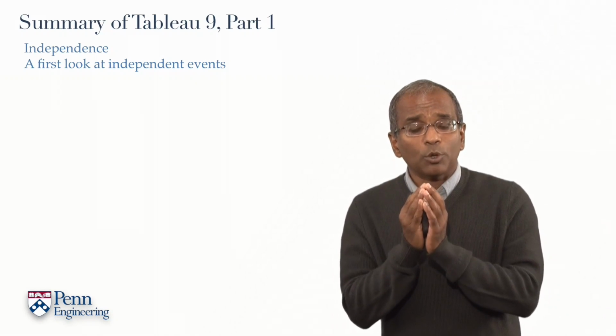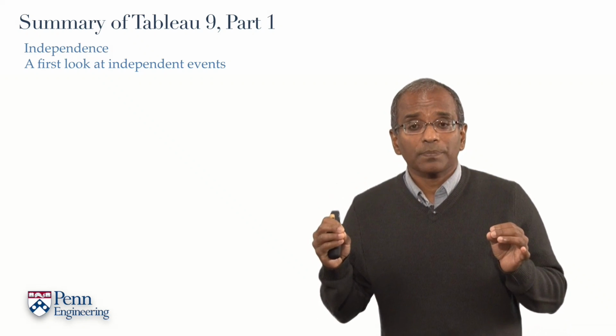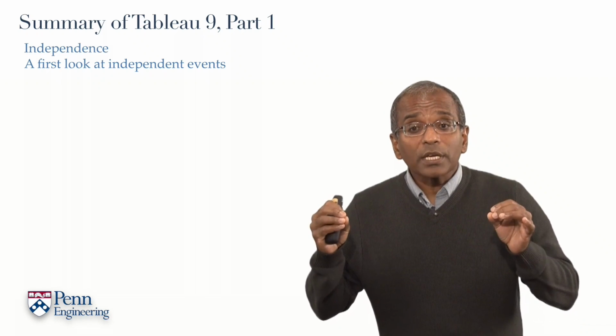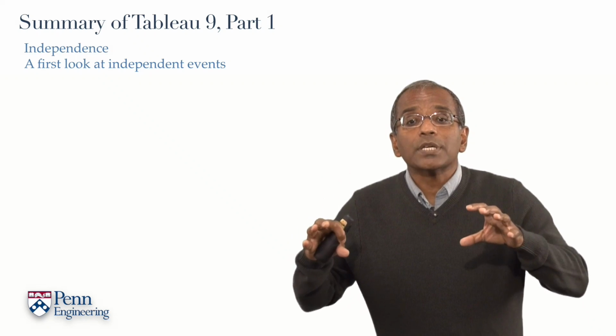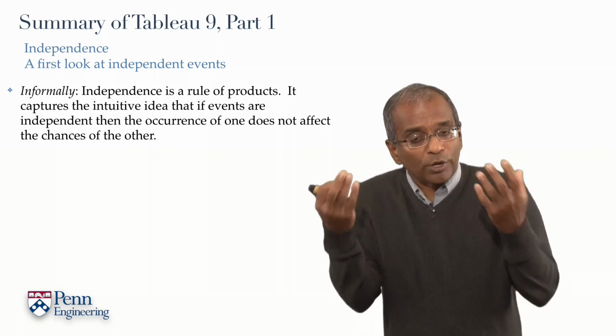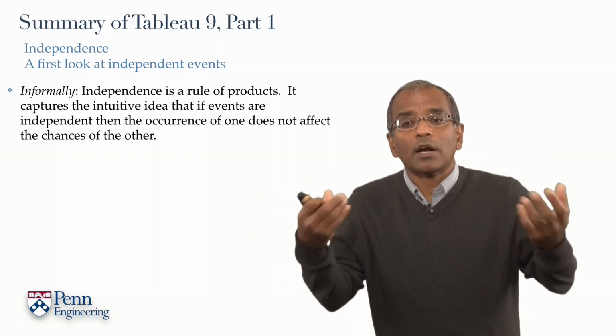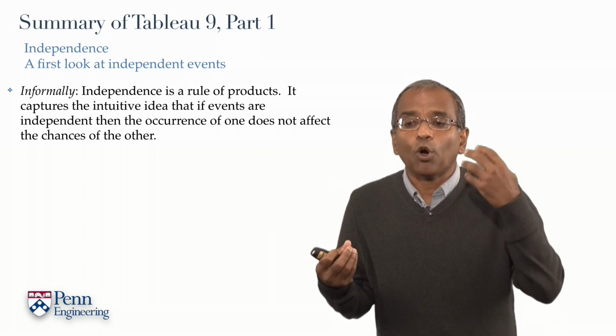Let us now conclude our lecture with our understanding of what we have discovered. Summary of Tableau 9 Part 1, a first look at independence. Probabilistic or mathematical or statistical independence captures an informal idea. Informally, we will say in ordinary language that two events are independent if the occurrence of one does not affect the occurrence of the other.